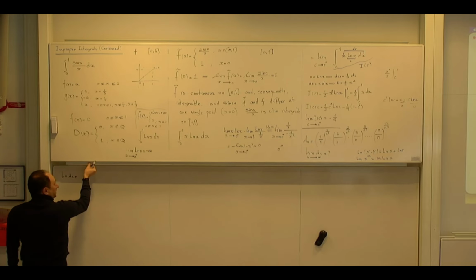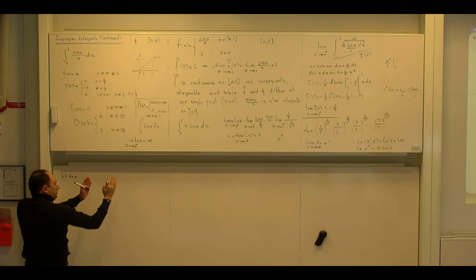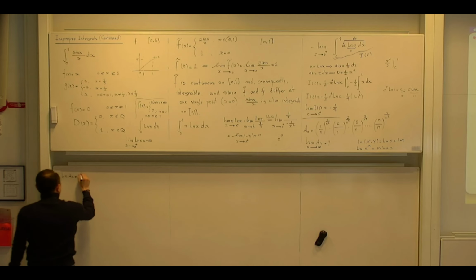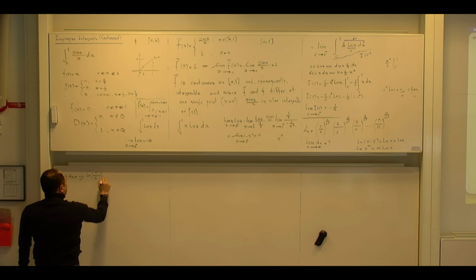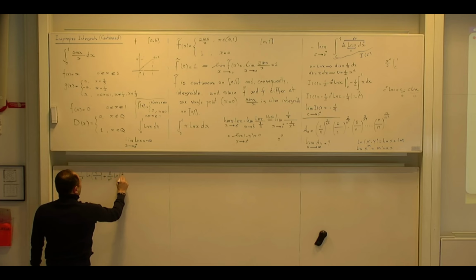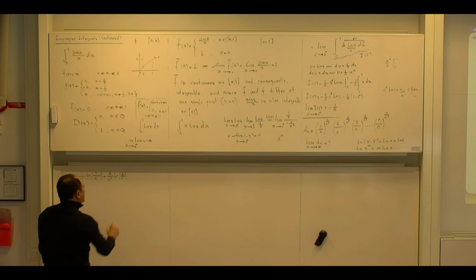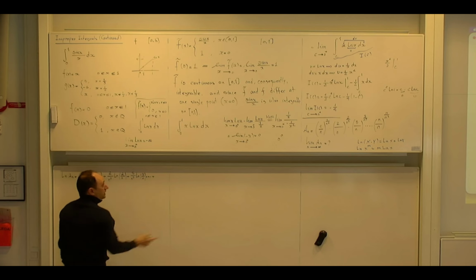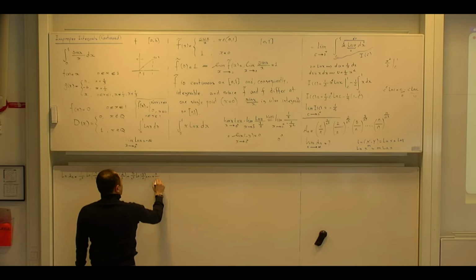So what happens? For the first term, the power is moved to the front, so it becomes 1 over n squared, and then I have ln of the first term, which is 1 over n. Plus, the next one is 2 over n squared, ln of 2 over n. And the next one is 3 over n squared, ln of 3 over n. And this continues until the last one, n over n squared, ln of n over n.